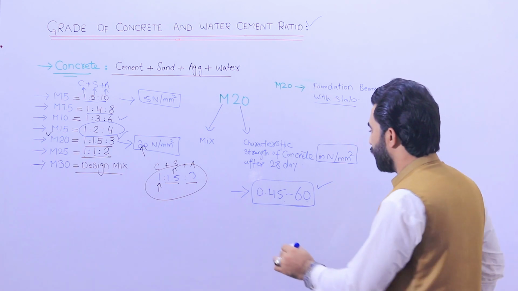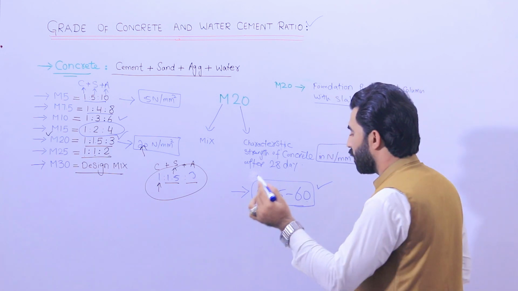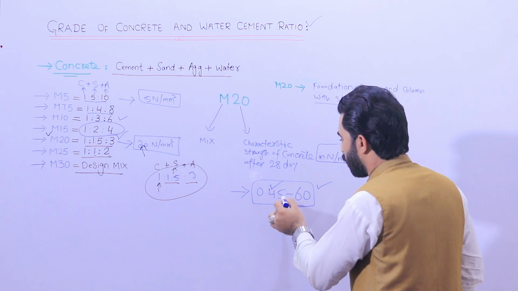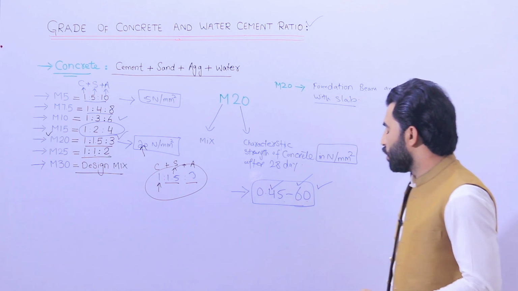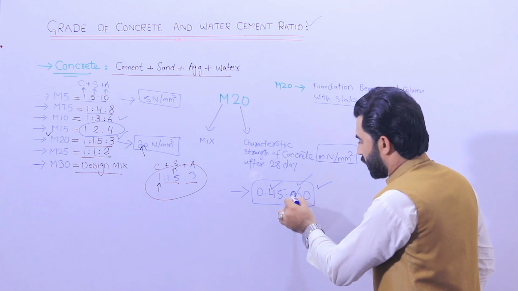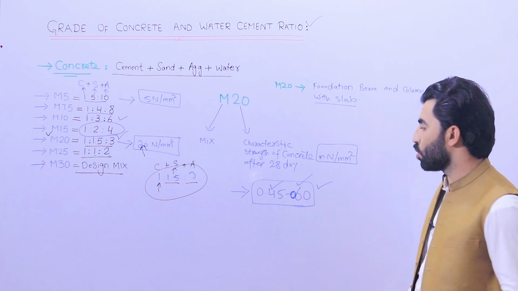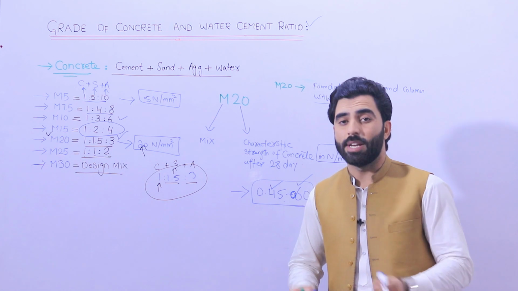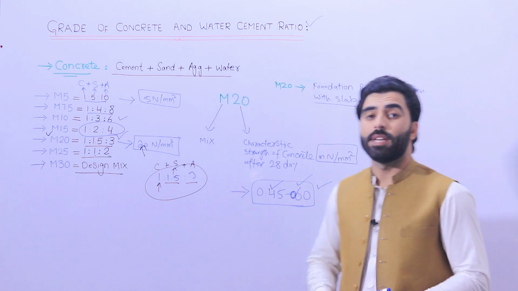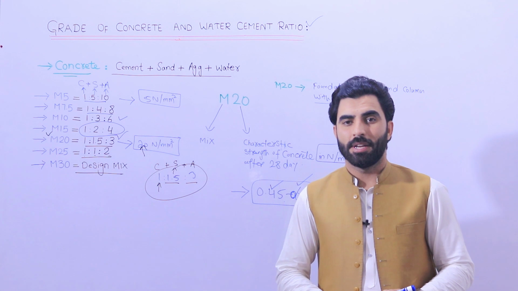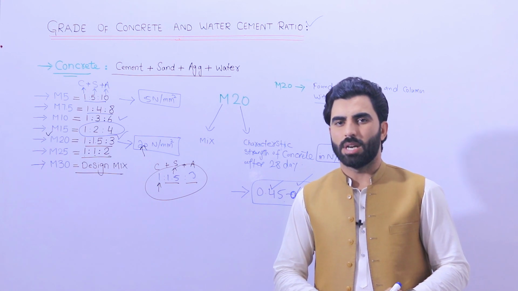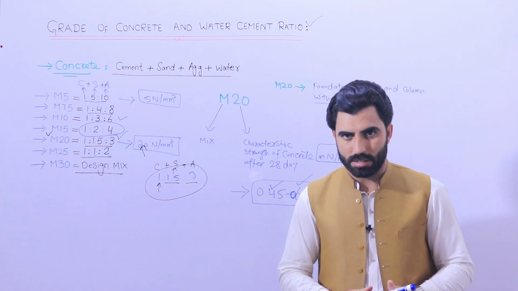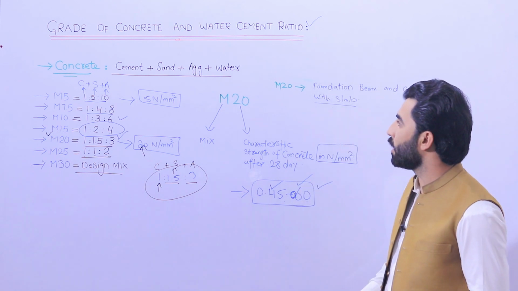It means for 1 kg of cement, you can use this ratio from 0.5 to 0.6. You can take this water cement ratio. Don't go more than this, otherwise you will increase the workability. If you add more water, you will increase the workability of concrete, but the material will segregate, and you can't get the proper strength of concrete. So don't go more than this.